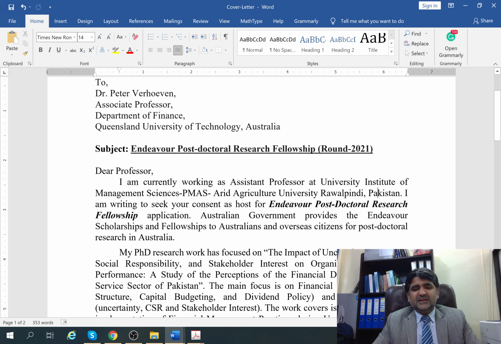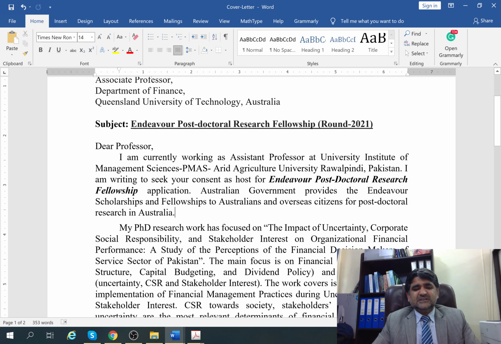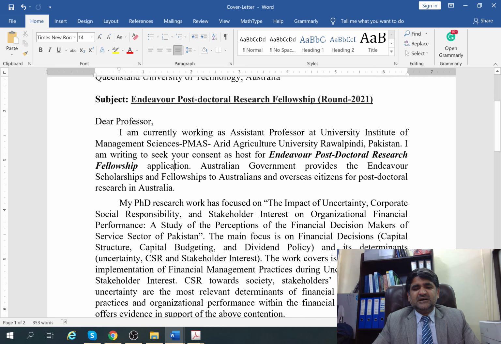And I am writing to seek your consent as a host of the Endeavour postdoctoral fellowship application. The first sentence is my introduction, and the second is the purpose, why I am writing. The Australian government provides the Endeavour scholarship and fellowships to Australian and overseas citizens for postdoctoral researchers. So this is specific to one country that we have targeted as an example, that is the Australian government fellowship, which is named the Australian Endeavour program, and they offer different scholarships.